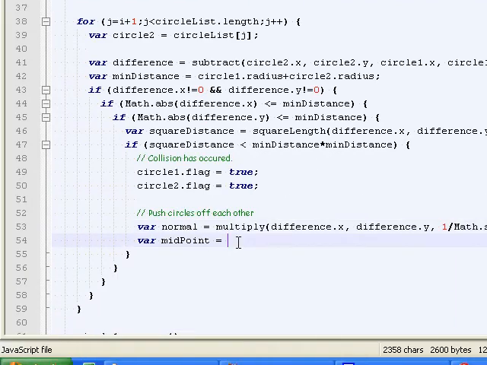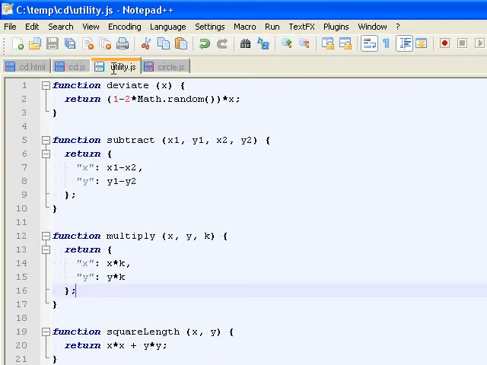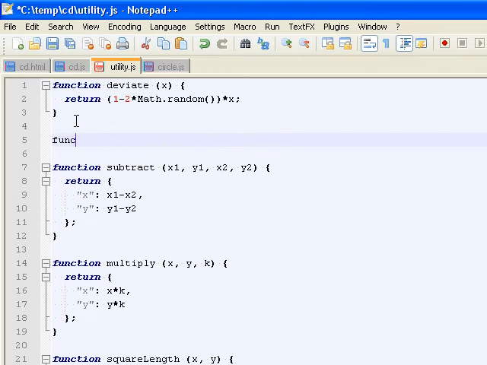Anyway, so the midpoint will be, say from circle 1's position plus its radius times the normal, since the normal is going from circle 1 to circle 2, since we did it like that. So that's going to be another utility function, I think. I want add scaled, x1, y1, x2, y2, k.